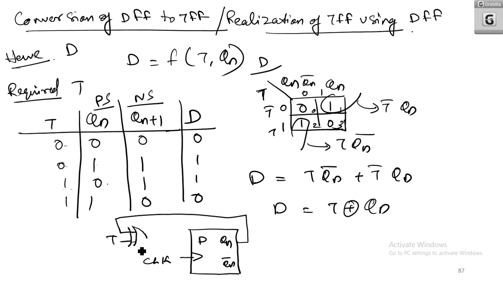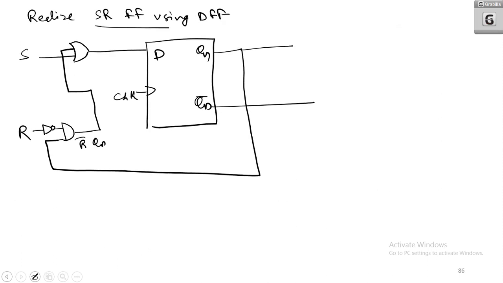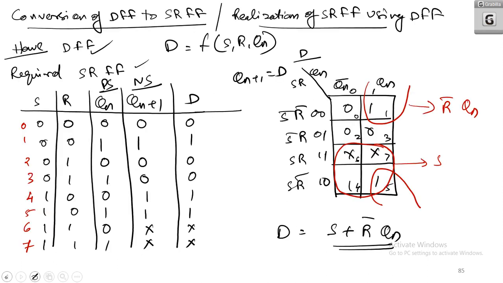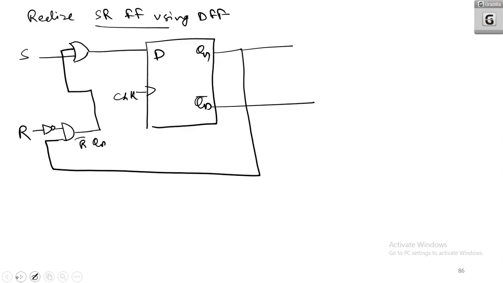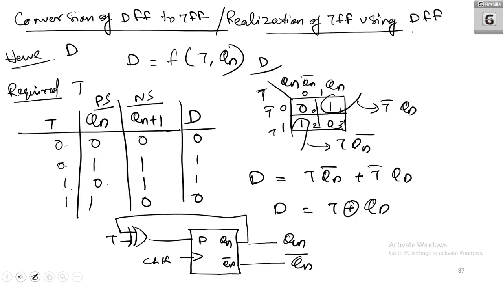And you will get D. Okay. So Qn is taken out, and Qn bar is also taken out. This is how you are converting D flip-flop into T flip-flop. Okay. So now I have converted D flip-flop to SR flip-flop and D flip-flop to T flip-flop.